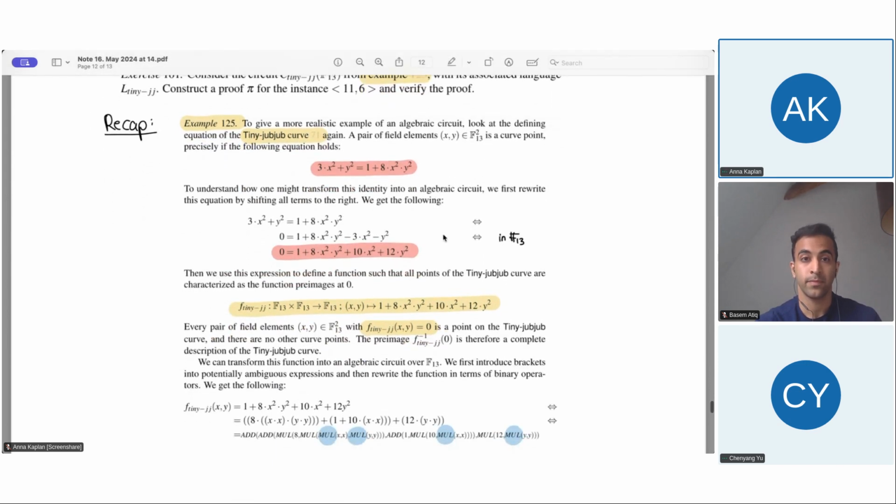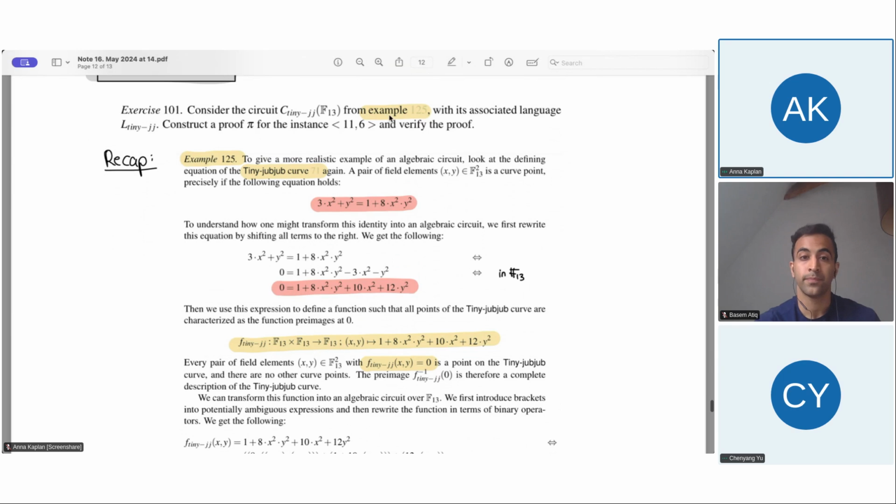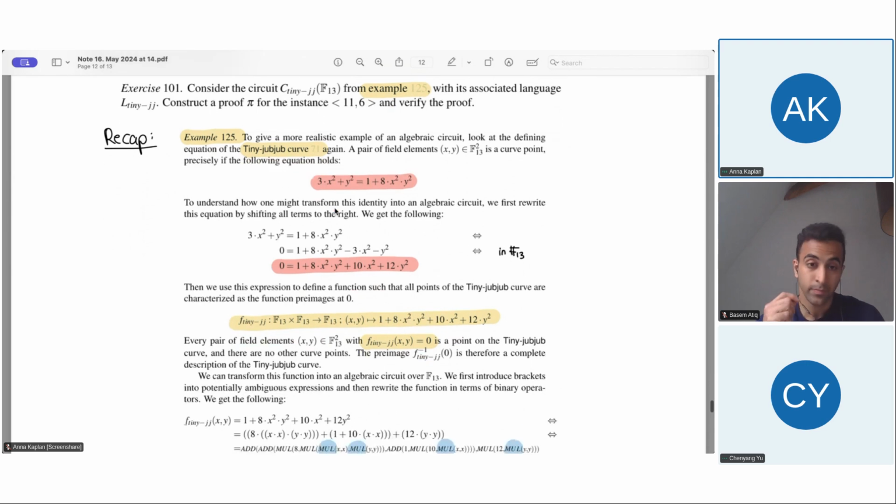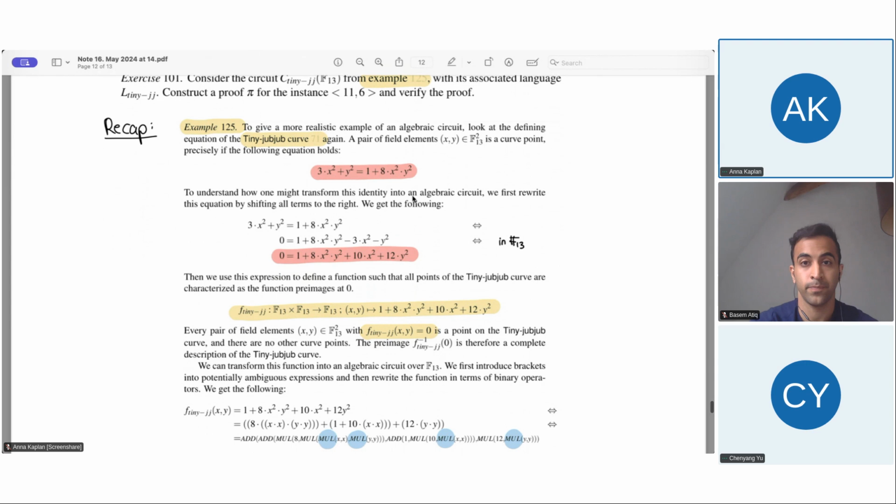So this is the example that the exercise is referencing. Let's look at it. We are going to look at the tiny-jubjub curve over F13. A pair of field elements x and y over F13 is a curve point if this equation holds, right? The idea is that we want to transform this into an algebraic circuit, and then construct a proof in this algebraic circuit setting. Let's think about it again through this example from the book.